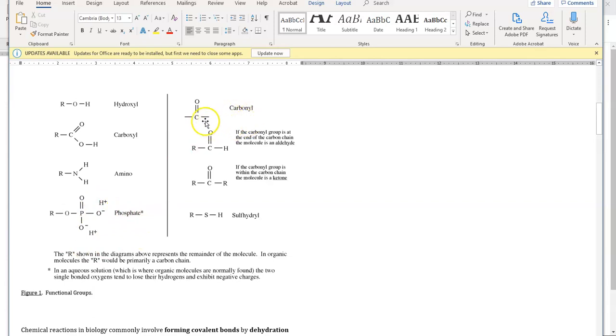Okay, so this is a carbonyl group. Carbonyl group is a C double bond to an oxygen. There are 2 kinds. There can be one in the middle, or this one's on the end. So this is an aldehyde, and then this one is in the middle. So this R just means that there's more carbons linked to it. This one means there's carbons, but this terminates.